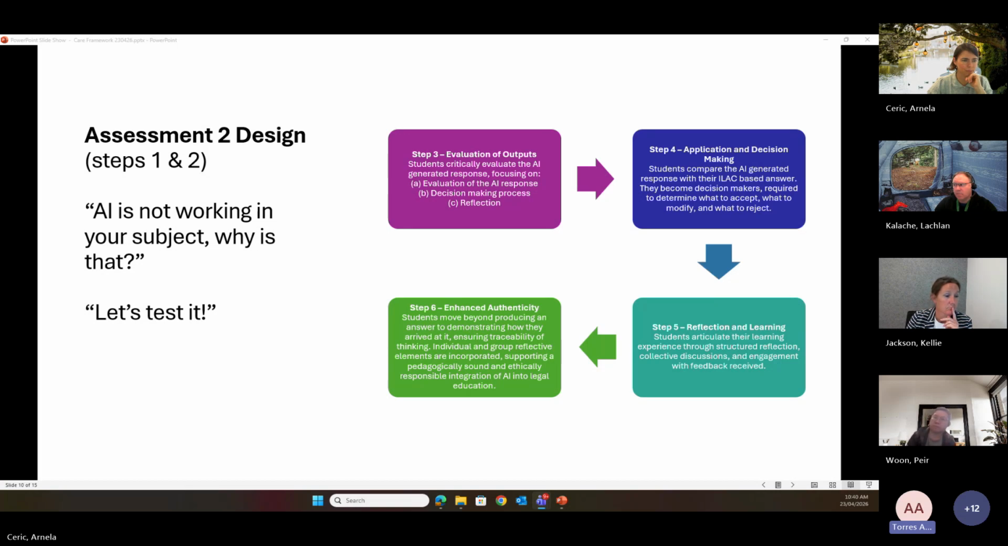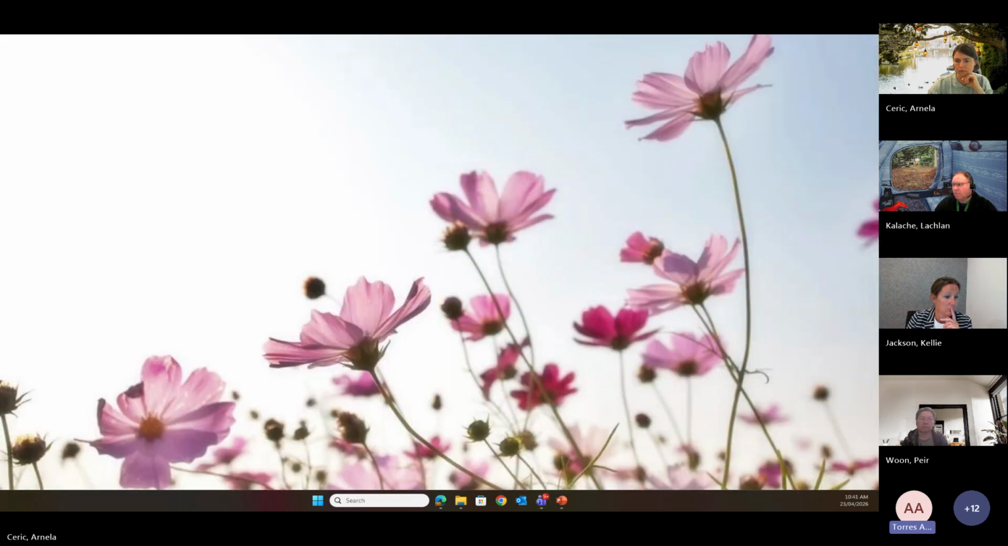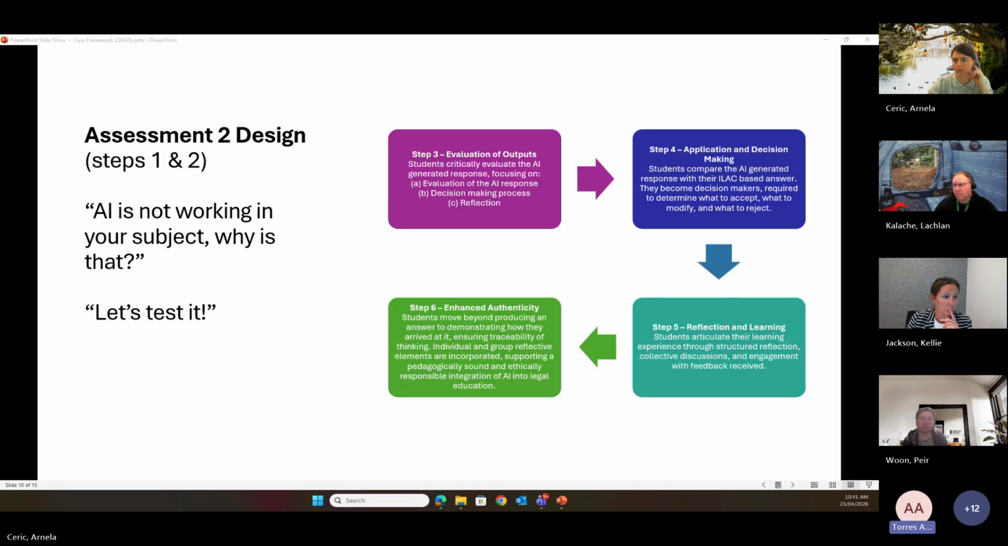Now, for step 3 of the model, which relates to the evaluation of AI outputs, I ask my students to do 3 things. I just say, critically evaluate the response generated by AI. And I wanted to make sure that they engage in a proper decision-making process too. So how did they do that? Well, they needed to identify what aspects of the AI response were accepted, which ones needed to be modified, and which ones needed to be rejected.